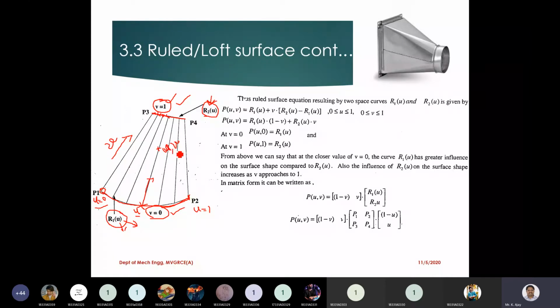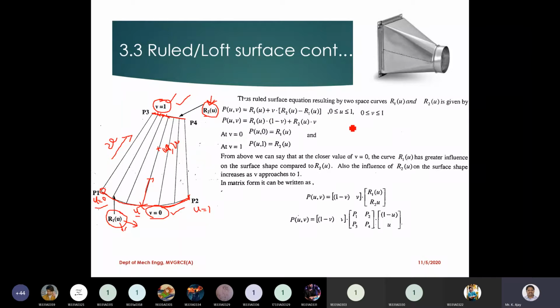So it comes from varying both u and v variables. By varying u and v together, I can get various points by varying u from 0 to 1, similarly v from 0 to 1. I can find various points on this particular surface, which is coming from blending one curve with another curve. I'm trying to blend one curve with another curve.